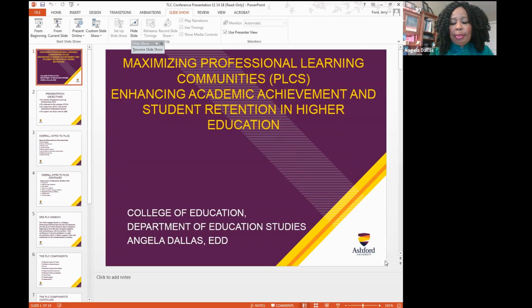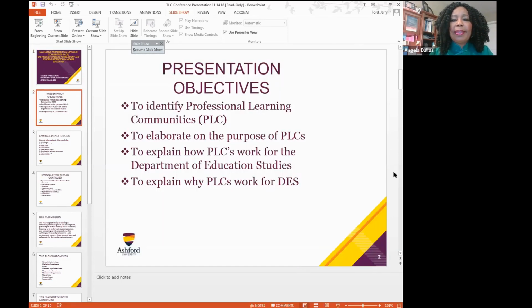Next slide is our objectives. For this session, I'm going to share some information about professional learning communities, elaborate some on the purpose of PLCs, explain what works specifically for our Department of Education and why our PLCs work for us as relates to seeing an increase in student achievement and retention.